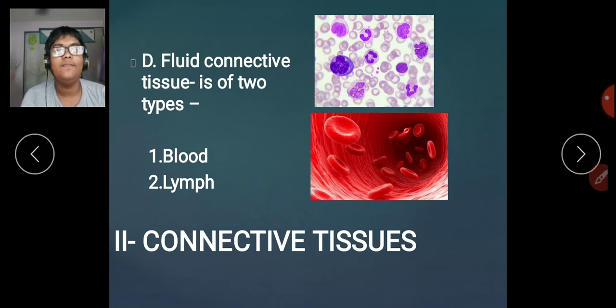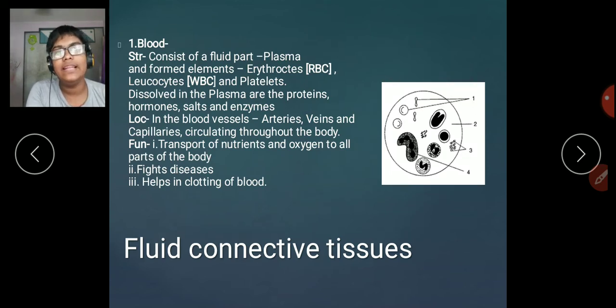Next is the fluid connective tissue, which has again two parts, blood and lymph. The blood consists of the fluid part, that's plasma, and the elements, which are red blood cells, white blood cells, and the platelets. Red blood cells are also called erythrocytes. White blood cells, WBC, are also called leukocytes.